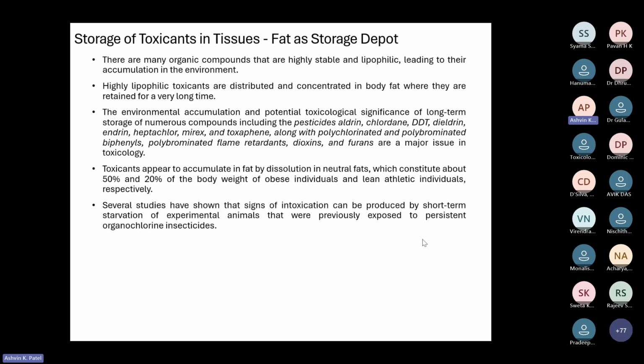Mostly, toxicants with a high lipid-water partition coefficient may be stored in the body fat, and higher amounts are likely to be retained in obese individuals. And if the toxicants accumulate at a site other than the target organ for longer durations, it acts as a depot.